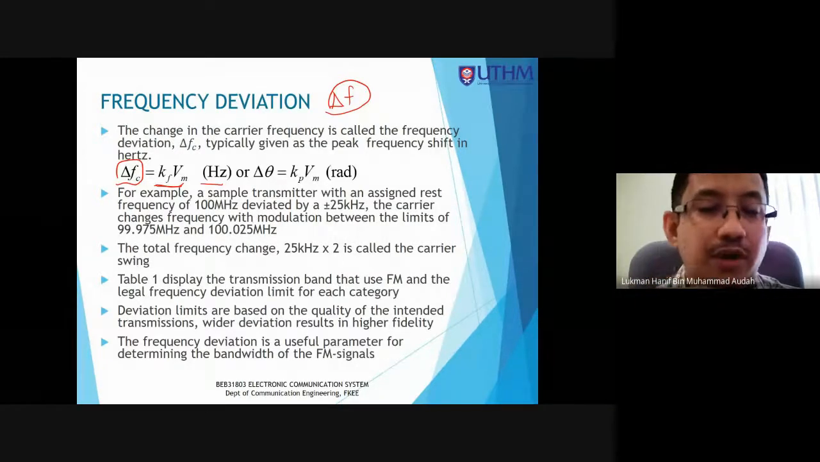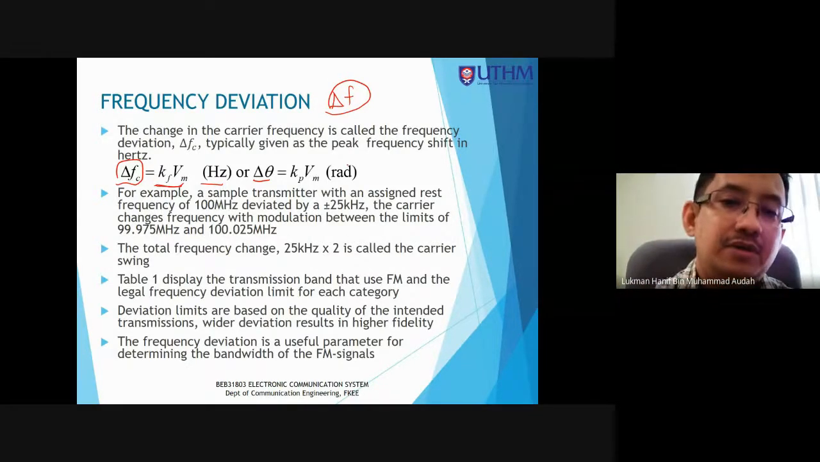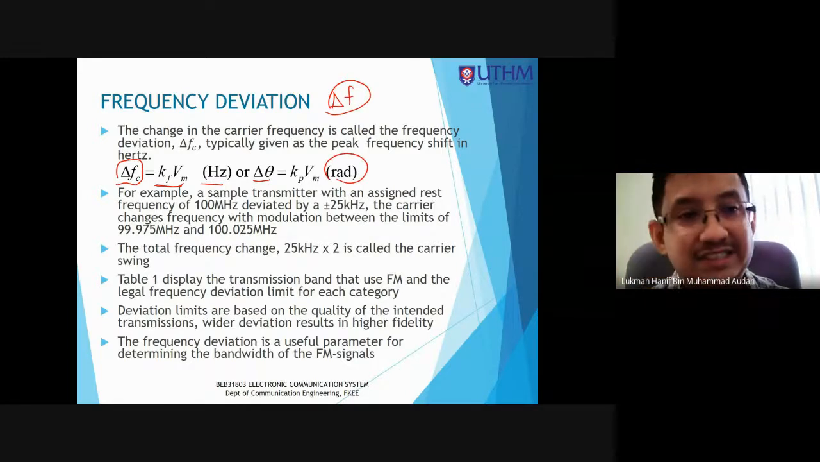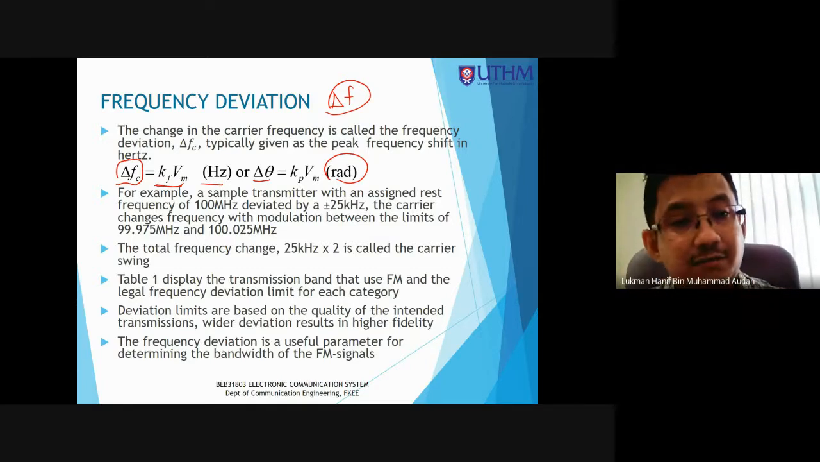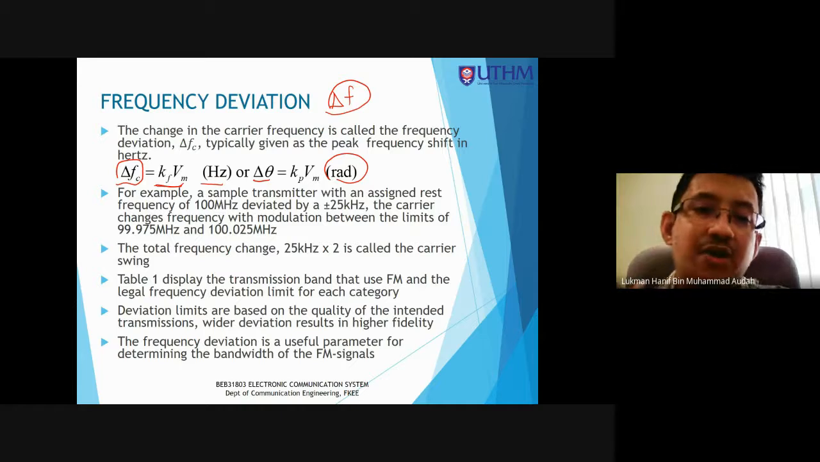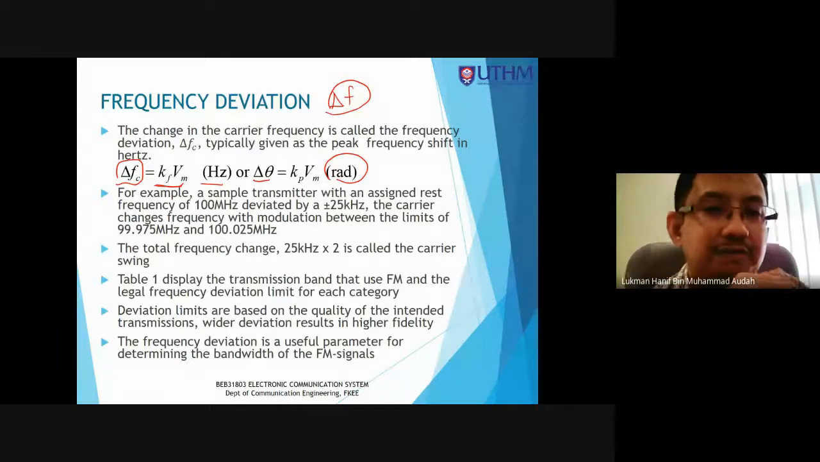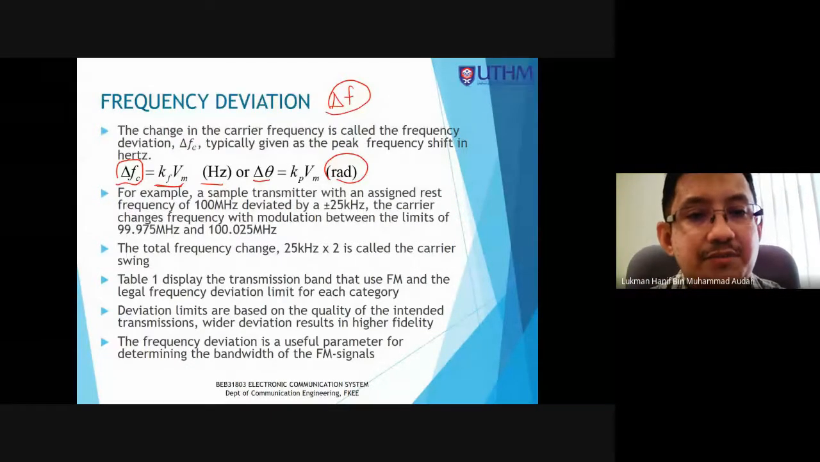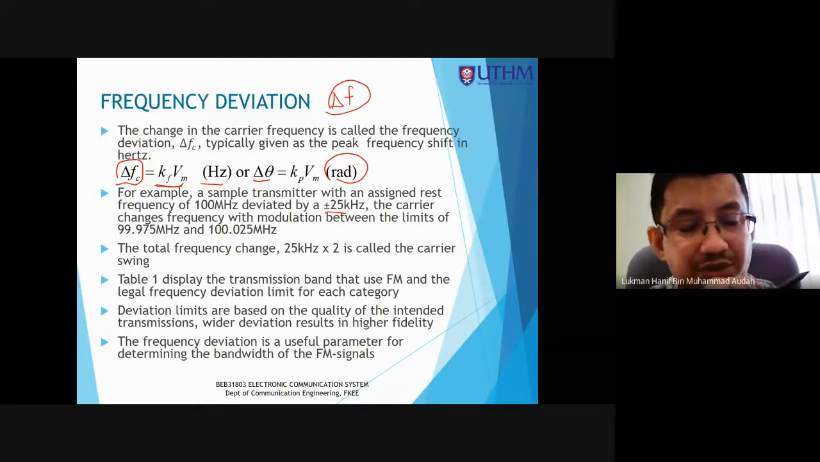Or you can find delta theta. Delta theta is equal to kp Vm. The unit is radians, perubahan fasa. Nampak, satu perubahan frekuensi, satu lagi perubahan fasa. Perubahan frekuensi dalam hertz, perubahan fasa dalam radians. So for example, a sample transmitter assigned rest frequency 100 MHz is deviated by plus minus 25 kHz. The carrier changes frequency with modulation between limits of 99.975 and 100.025 MHz.